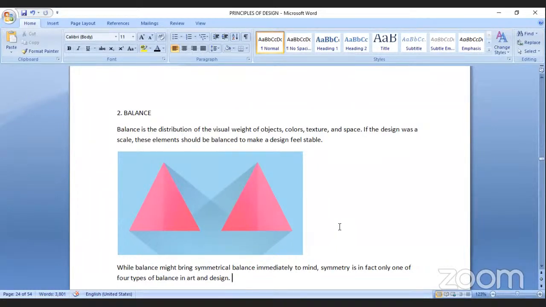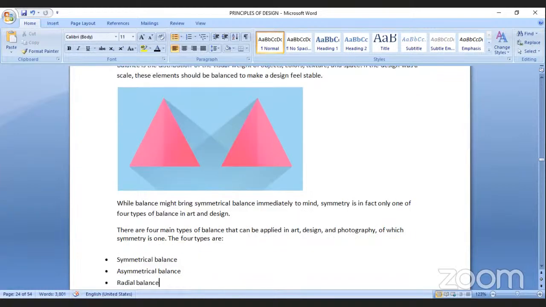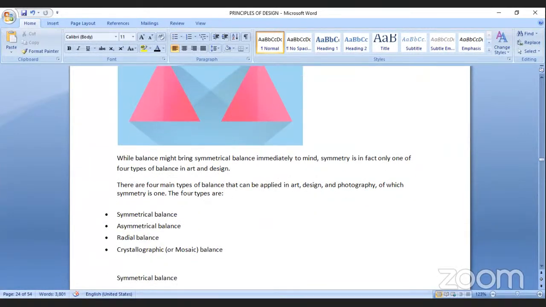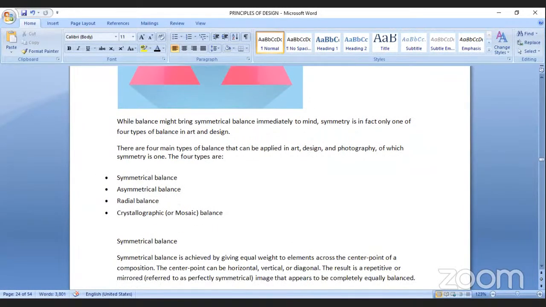There are four types of balance. The one which we saw is called symmetrical balance, meaning every which way you see, it is perfectly balanced. Every which way you like, draw an axis. Like a pyramid: if there are two same pyramids, then it is a balanced image. The four types are symmetrical, asymmetrical, radial, and crystallographic or mosaic.